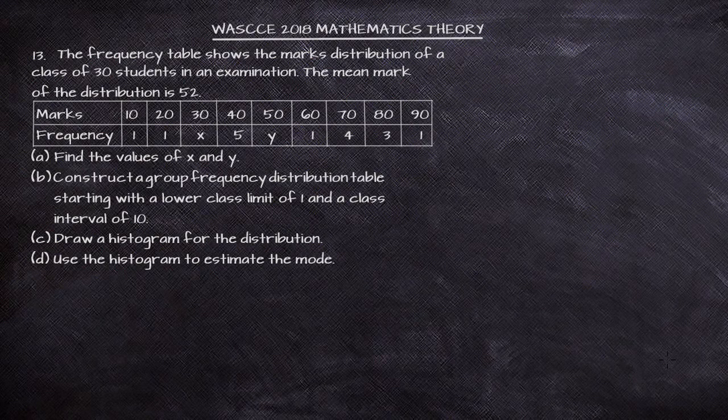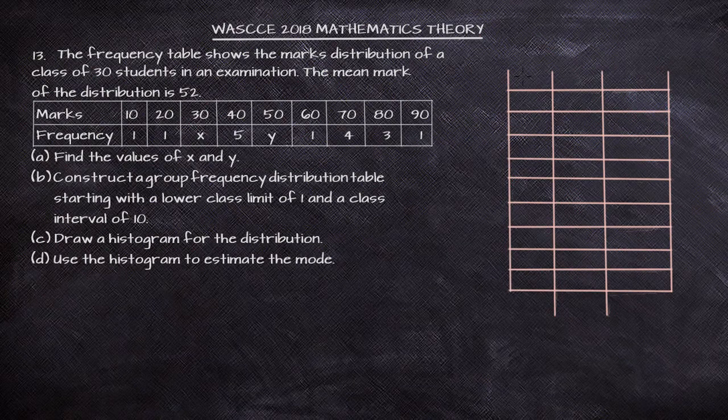Finally, our last question on WAEC 2018 Mathematics. We are given a frequency table that is showing the mark distribution of a class of 30 students in an exam. The mean mark is 52. And from this, we also find the value of x and y, construct a group frequency table, starting with the lower class limit of 1, class interval of 10, draw a histogram, and use it to estimate the mode.